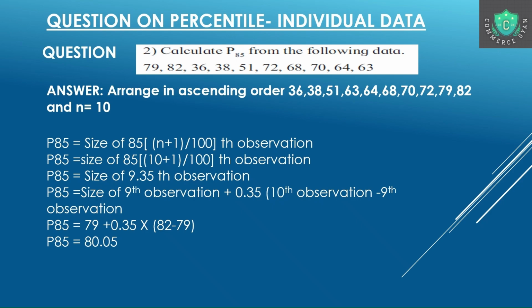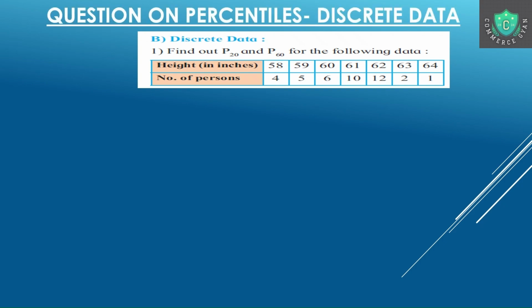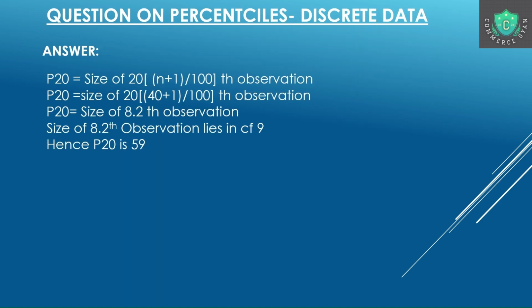For discrete data, the question says calculate P20 and P60 from the following data. Height is given, then the number of persons is given. Take the total of the persons, it is 40. So n in this case is 40. We have arranged the data and found the cumulative frequency. Once you calculate the cumulative frequency, the next step is to find P20 and P60, just like we calculated in the first case.